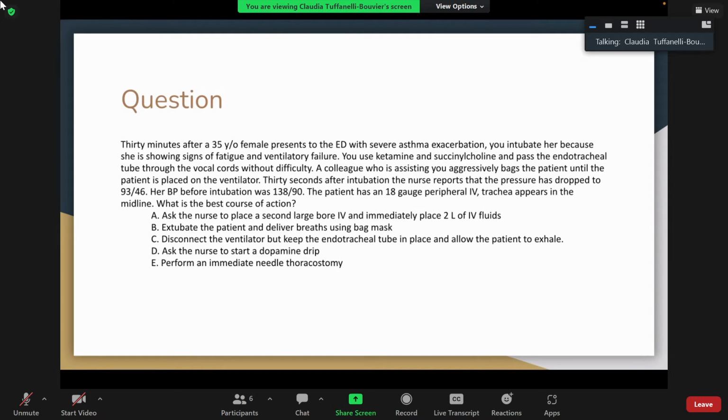The patient has an 18-gauge peripheral IV. Trachea appears in the midline. What's your best course of action? A, ask the nurse to place a second large bore IV and immediately place 2 liters of IV fluids. B, extubate the patient and deliver breaths using bag mask. C, disconnect the ventilator, but keep the endotracheal tube in place and allow the patient to exhale. D, ask the nurse to start a dopamine drip. Or E, perform immediate needle thoracostomy.